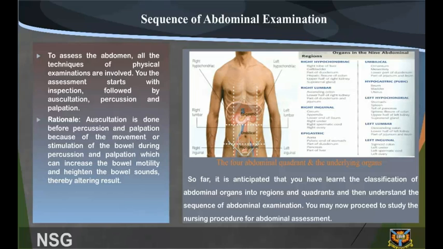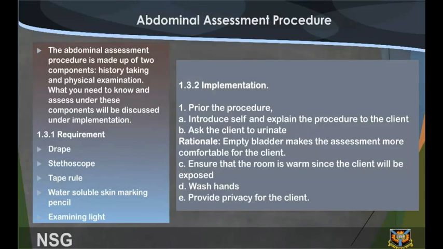So far, it is anticipated that you have learned the classification of abdominal organs into regions and quadrants, and understand the sequence of abdominal examination. You may now proceed to study the nursing procedure for abdominal assessment. Abdominal assessment procedure. The abdominal assessment procedure is made up of 2 components: history taking and physical examination. What you need to know and assess under this component will be discussed under implementation.